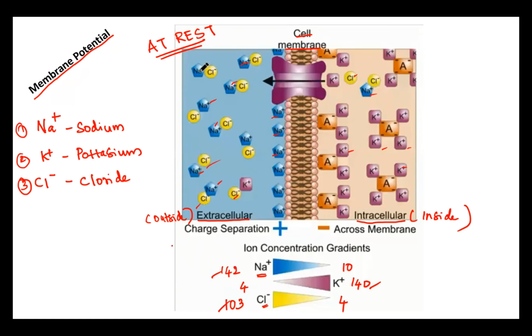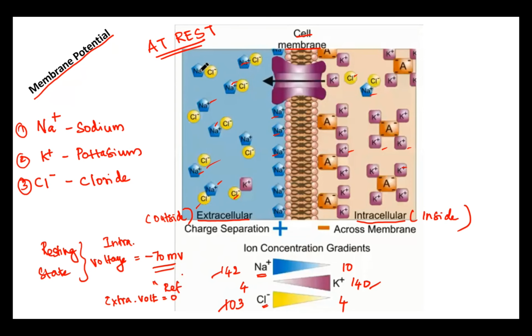Fine. So what is the voltage at resting potential? In the resting state, the voltage inside the cell will be -70 millivolt. This is an important number to remember. Your intracellular voltage is -70 millivolt. Extracellular voltage will be 0. We'll have this as a reference.